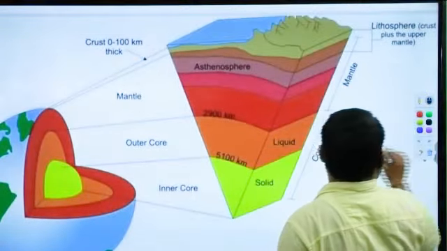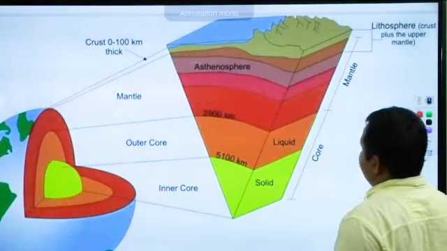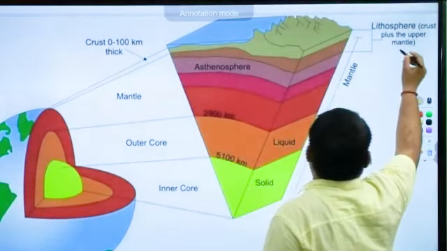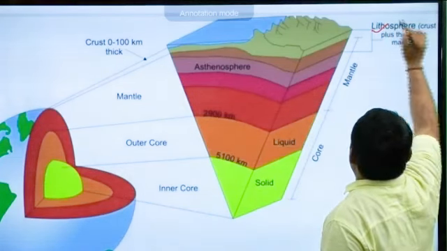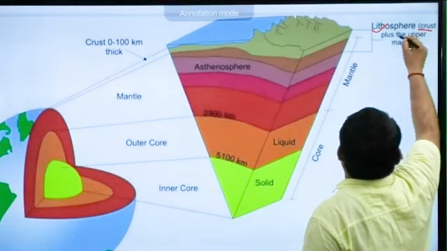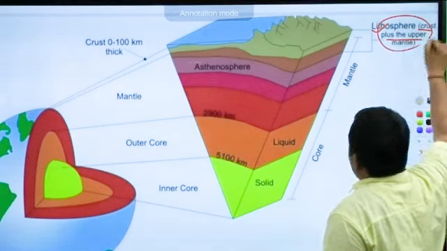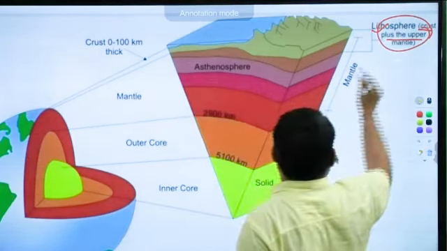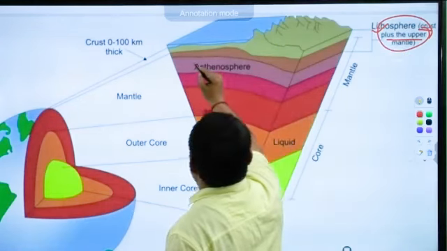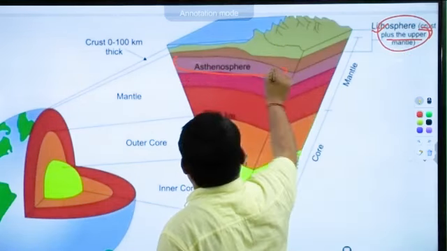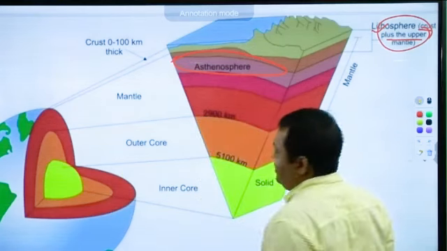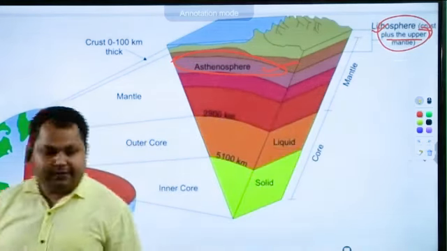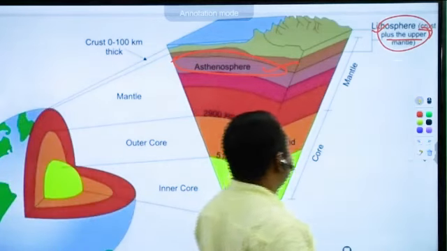This is also the layers of the earth, what I have discussed already. The first is the lithosphere, consisting of crust plus the upper part of the upper mantle. Second is the asthenosphere, the lower part of the upper mantle. On the asthenosphere, there takes place movement of the plates, right?